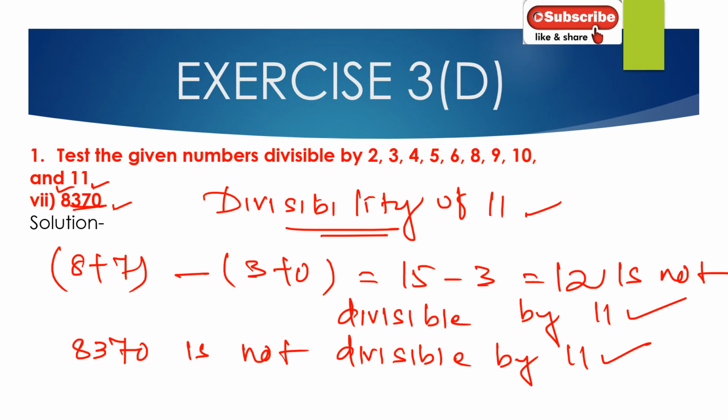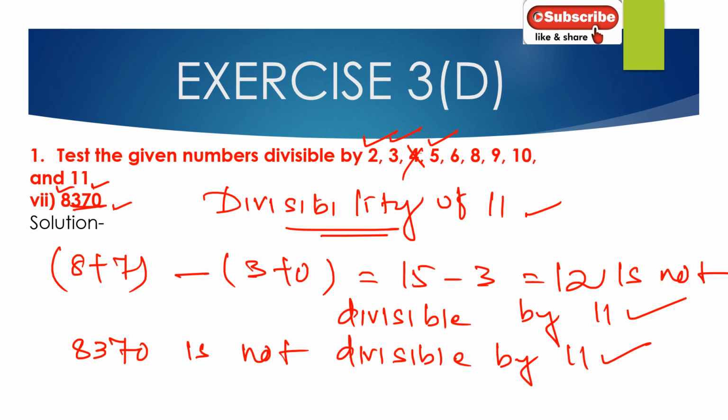Now we found that the number 8370 is divisible by 2 because the last digit is 0, which is divisible by 2, and this number 8370 is divisible by 3 because the sum of digits, that is 8 plus 3 plus 7, is 18. 18 is divisible by 3, so this number is divisible by 3. Now is the number 8370 divisible by 4 or not? Here the last two digits 70 is not divisible by 4, so this number is not divisible by 4. And the number is divisible by 5 because the last digit is 0, which is divisible by 5, so this number is divisible by 5.